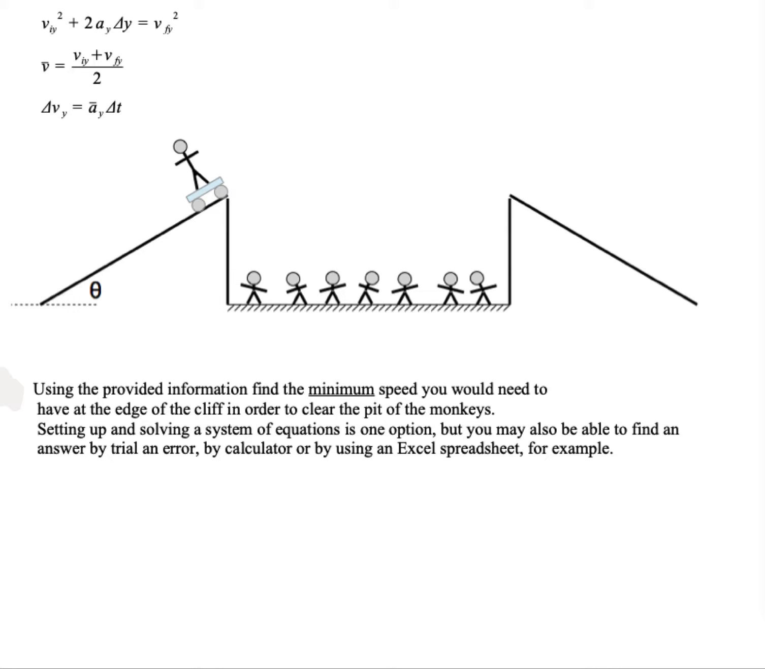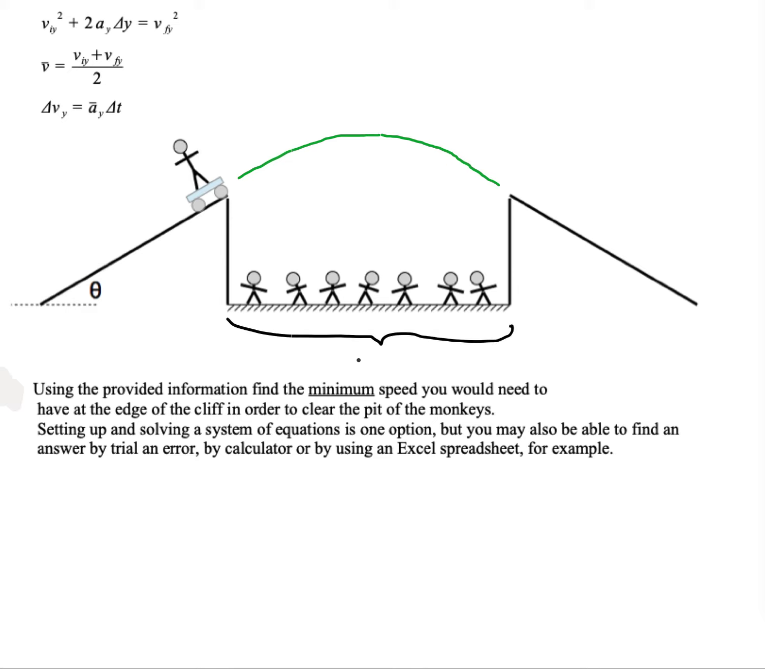Alright, so what I'm going to do in this video is we're going to use an Excel spreadsheet to find the minimum speed required for the person to clear the pit. That means that their path will take them to a peak right in the center, and then they should come back to land just far enough on the other side, so that they make it across.